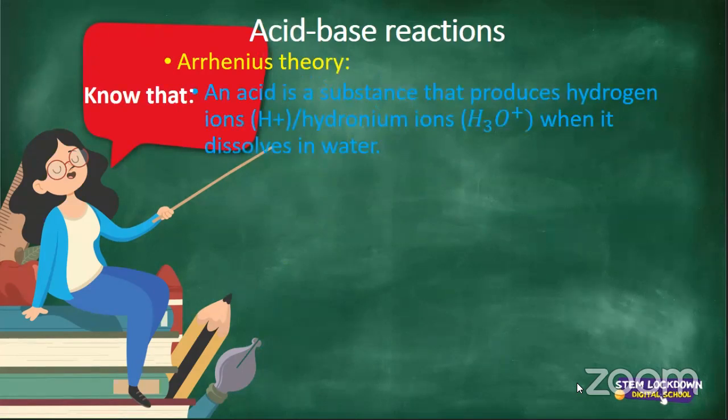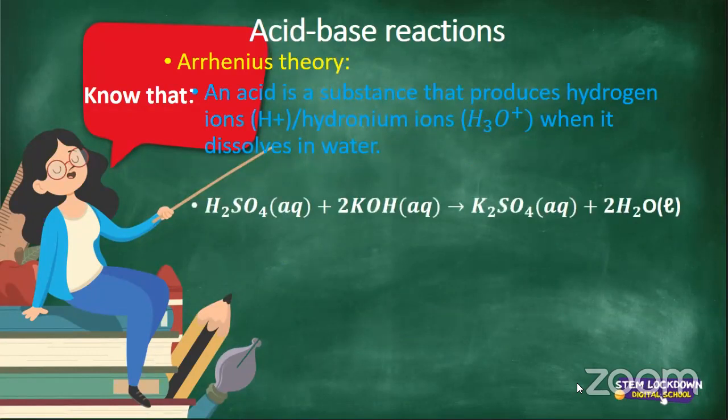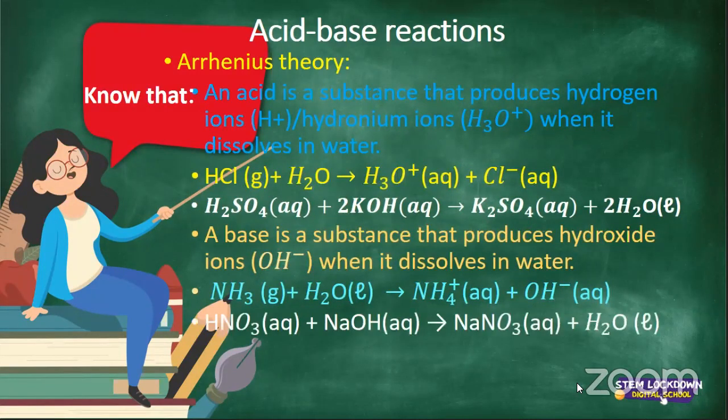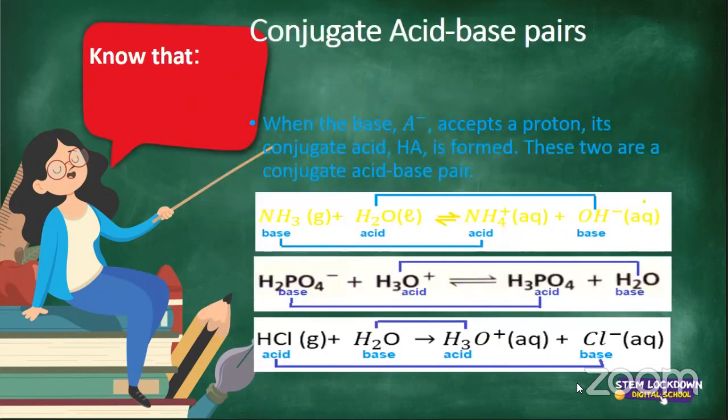Right. The Arrhenius theory says an acid is a substance that produces hydronium ions when it dissolves in water. And then we have given the example there. And then a base is a substance that produces a hydroxide ion when it dissolves in water. So basically that's what we have there.